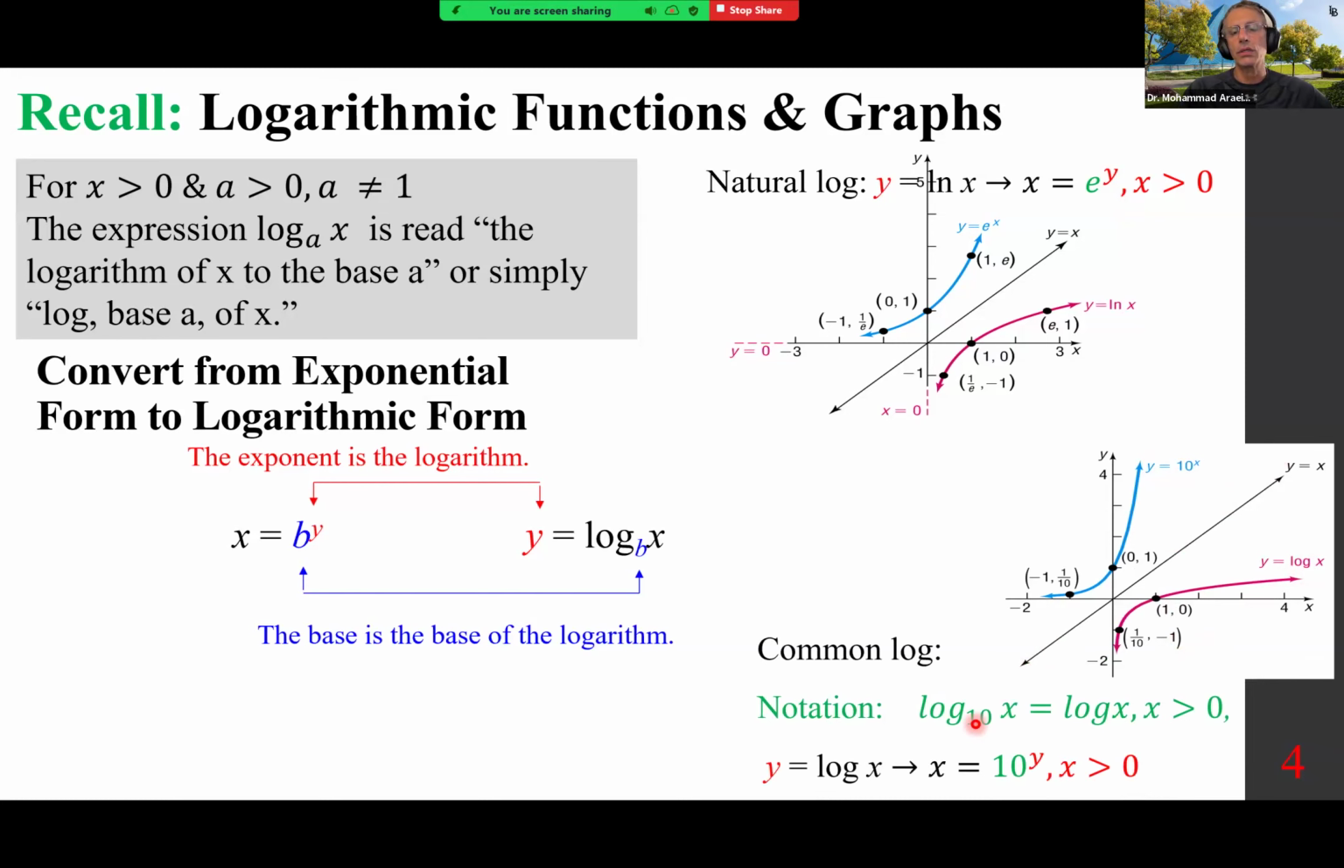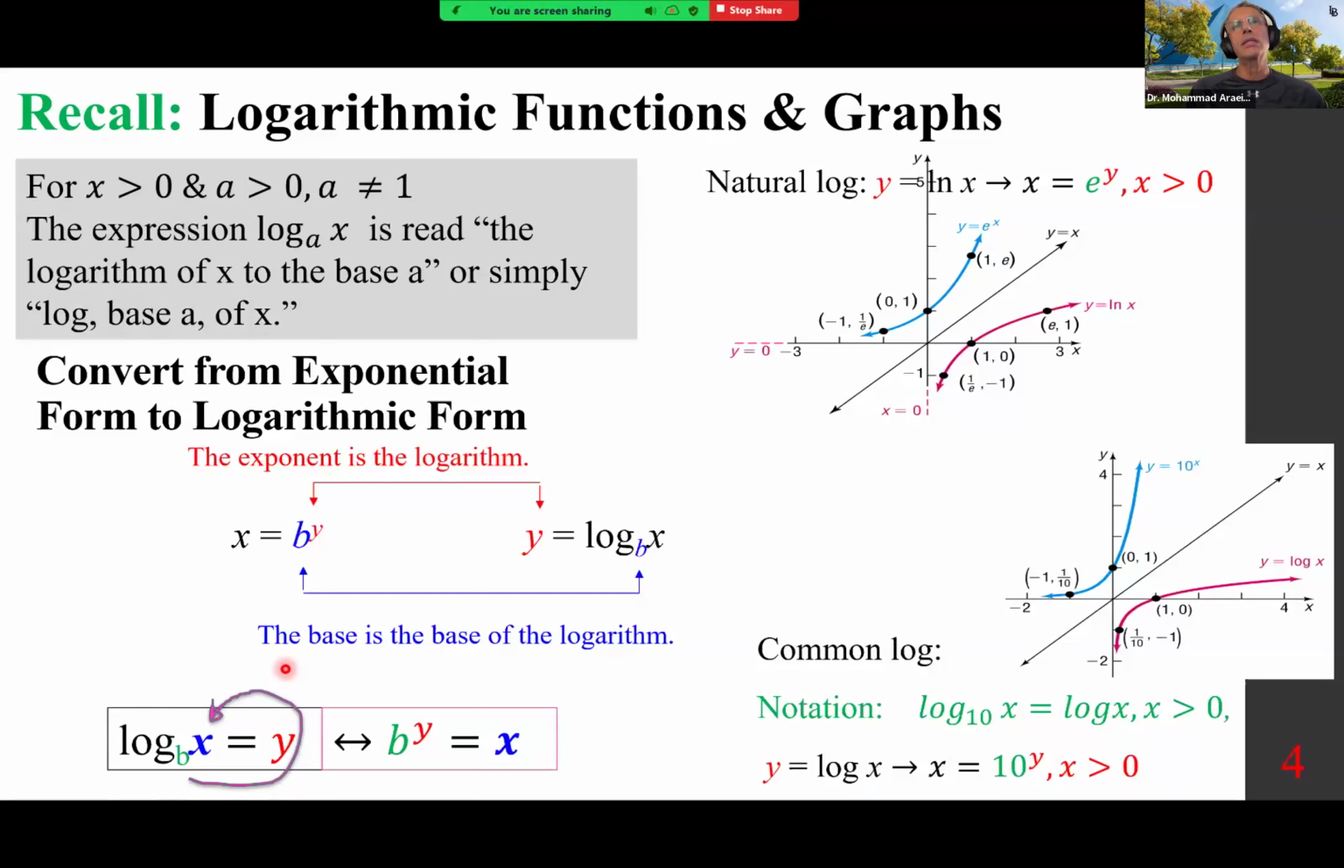As far as the notation is concerned, when the base is 10, we don't write it, we just write log. Y equals log x means x equals 10 to the power of y. And the best course of action to understand log is just follow this arrow. So log x base b equals y, or log to the base b of x equals y. That means b to the power of y must be equal to x. So that is understanding the concept.